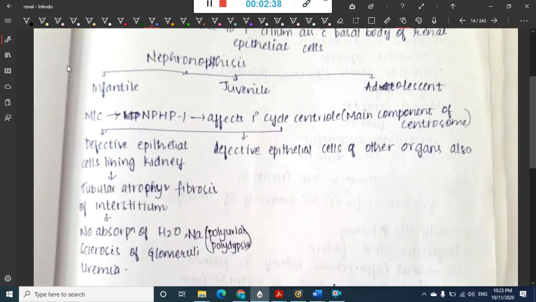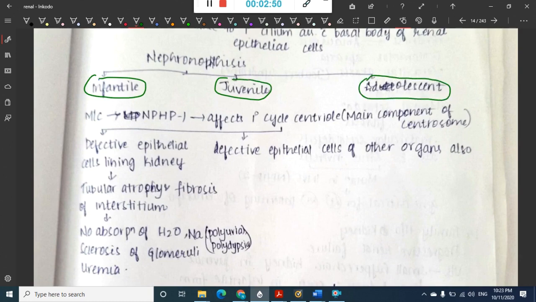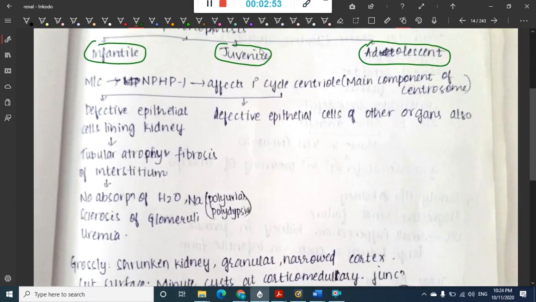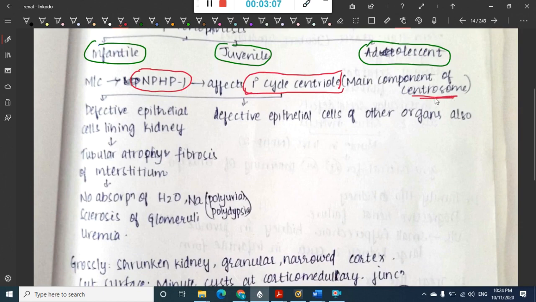This nephronophthisis can be infantile, juvenile, or adolescent. Most commonly it occurs due to a defect in the gene NPHP1. What does this NPHP1 do? This will affect the primary cilia and centriole. What is a centriole? A centriole is a component of the centrosome. So here it occurs due to a defect in this centriole, and as a result there will be defective epithelial lining of the kidney.